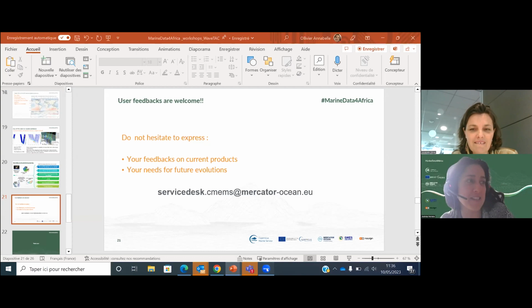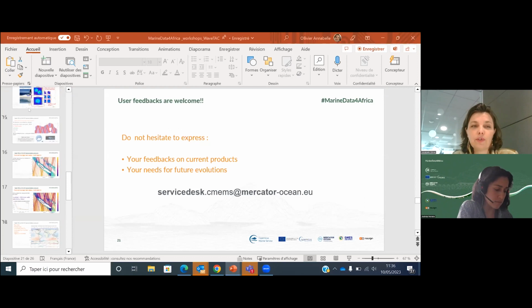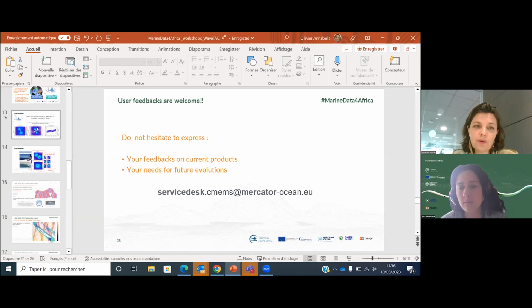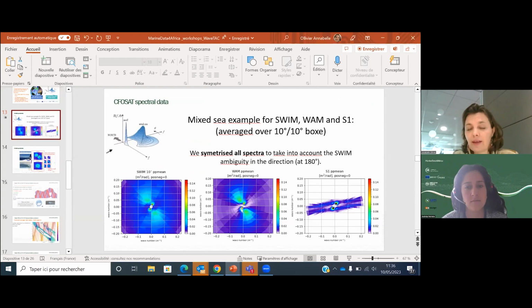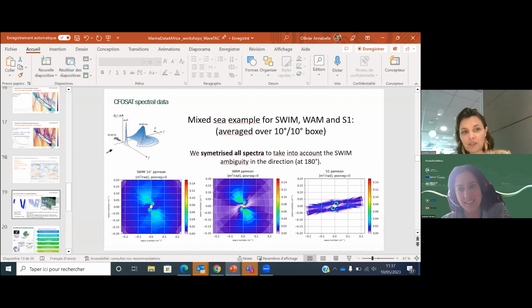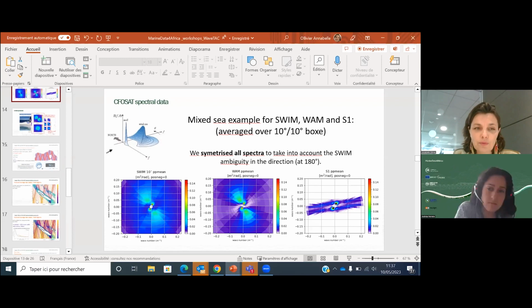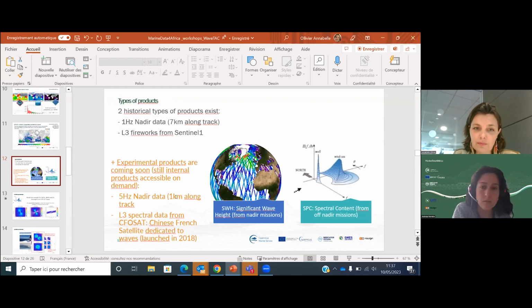There's a question about whether we have data for the different wave types. So I think they mean the characterization of the type of the wave. Yes, this is in the level three product. You will have information about what are called the partitions. So we can have the energy of the swell part and the wind part. This is only in the demonstration product that will be soon available. From CFOSAT, they are available on demand without any problem. Yes, you have this information for CFOSAT.